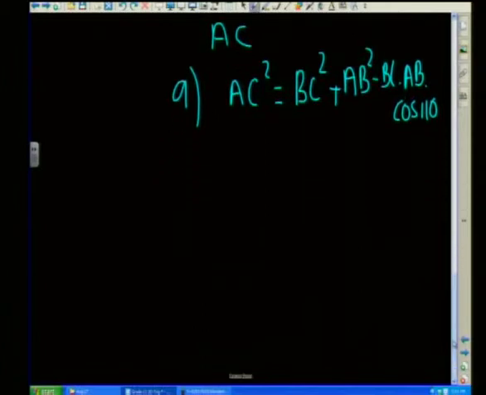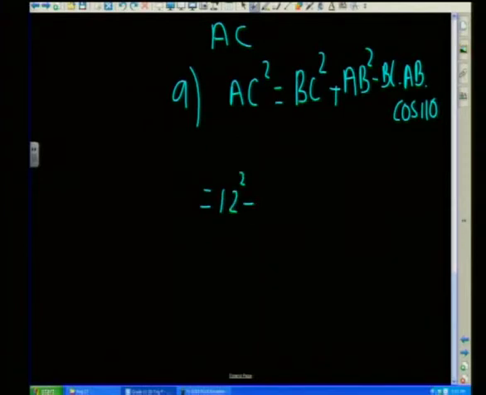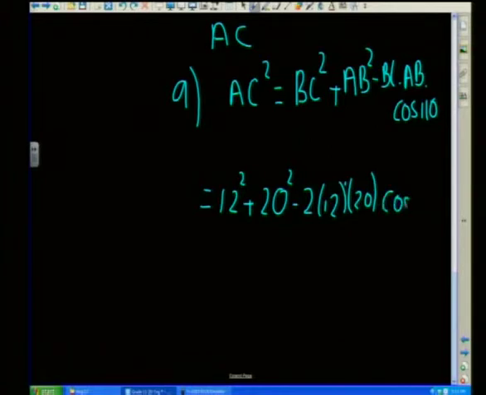So therefore, AC squared is going to be equal to 12 squared plus 20 squared minus 2 times 12 times 20 times cos of 110. All I'm doing is just replacing BC and AB with their lengths. Okay, so once you've gotten to this point, the rest of it is really just calculator work.